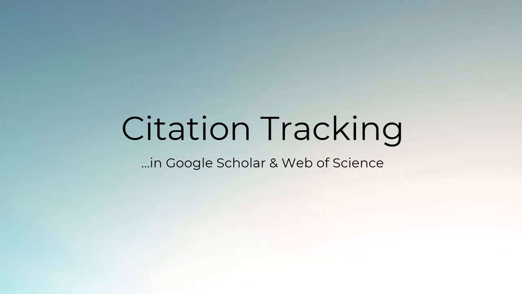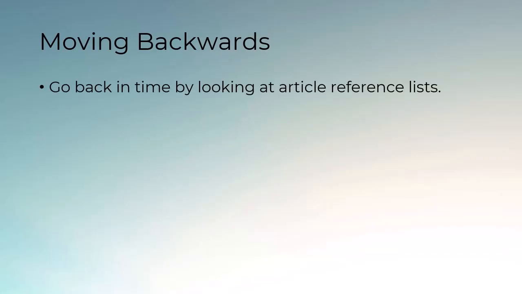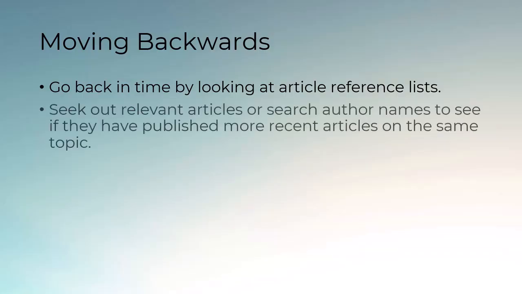In this video, we're going to learn how to move forward and backwards in the scholarly conversation by applying citation tracking in both Google Scholar and Web of Science. To move backwards in the scholarly conversation, look at the reference list at the end of any scholarly article. From there, you're going to be able to locate the articles that informed the one that you just read.